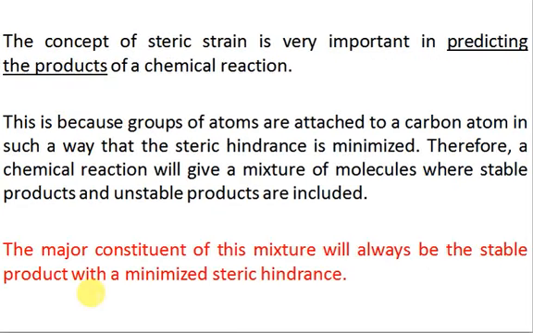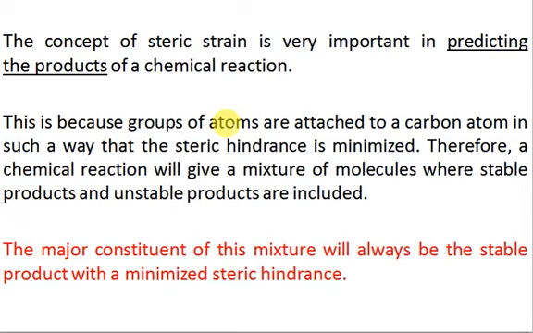The concept of steric strain is very important in predicting the products of a chemical reaction. Why are we saying that? Because the groups of atoms that are attached to a carbon are arranged in such a way that steric hindrance is minimized. So there must be less crowding so that atoms don't repel each other.